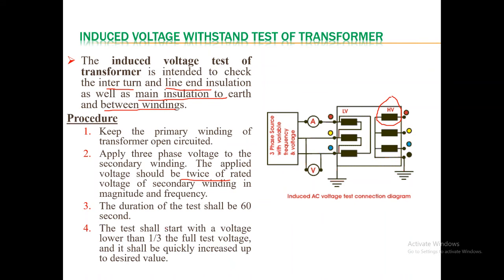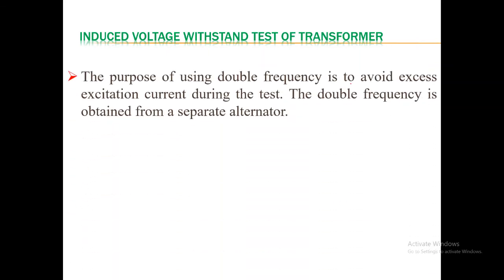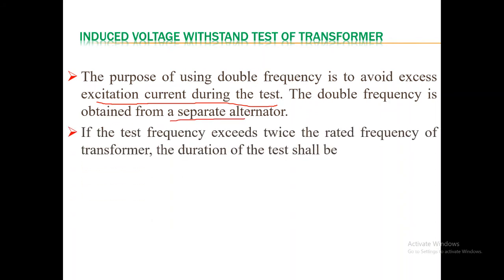The test shall start with a reduced voltage lower than one third of the full test voltage, and then it is quickly increased to the desired value. The purpose of using a double frequency is just to avoid excess excitation current during the test. The double frequency is generally obtained from a separate alternator.